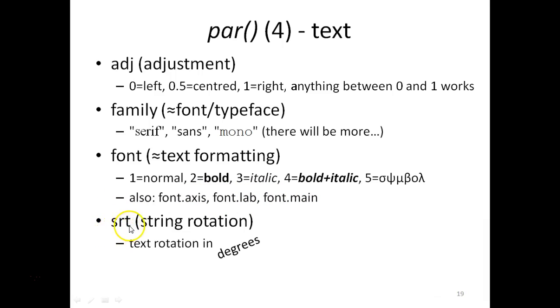If you want to rotate the text, you use the string rotation argument, SRT. And here you give the rotation of the text in degrees, while a lot of other commands in R use radians, but here it is degrees, with 360 degrees to a full turn.